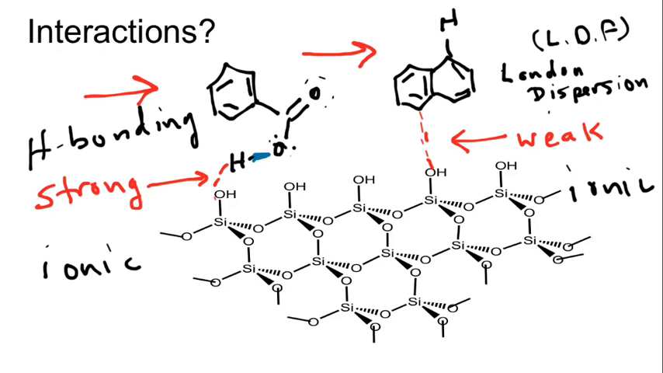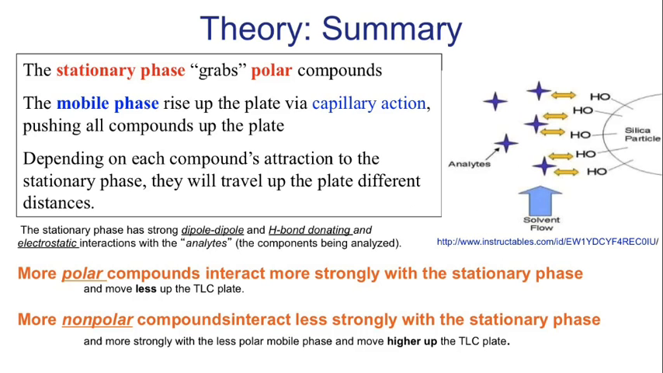Why? Because it's not attached. It's not stuck to our stationary phase like our benzoic acid is. This one's pretty much frozen to the surface, which means if I come along and push the benzoic acid, it doesn't move, whereas our naphthalene does move. That is the summary of all the theory behind this. So what we can do is now put this all into words.